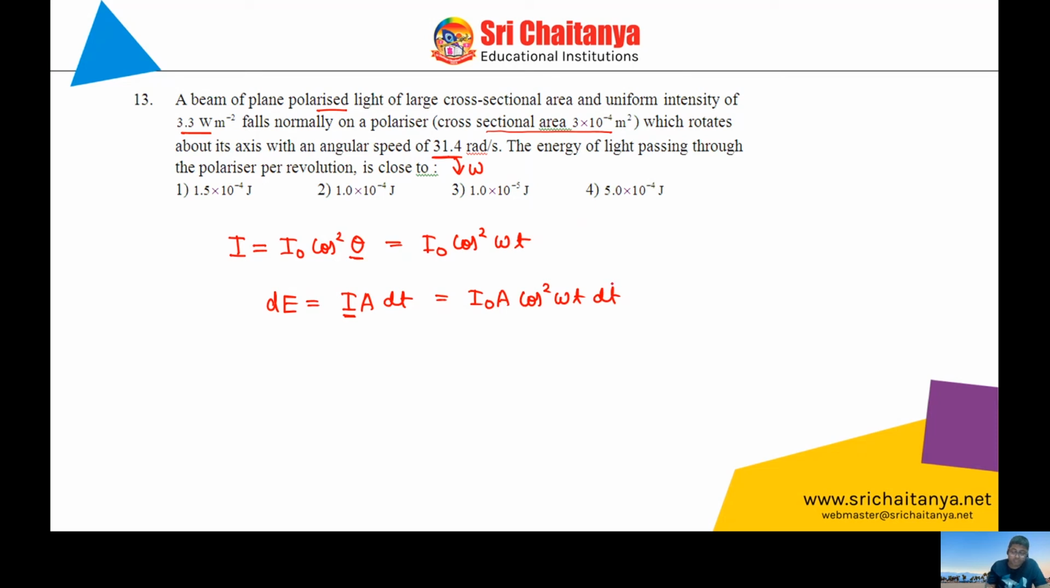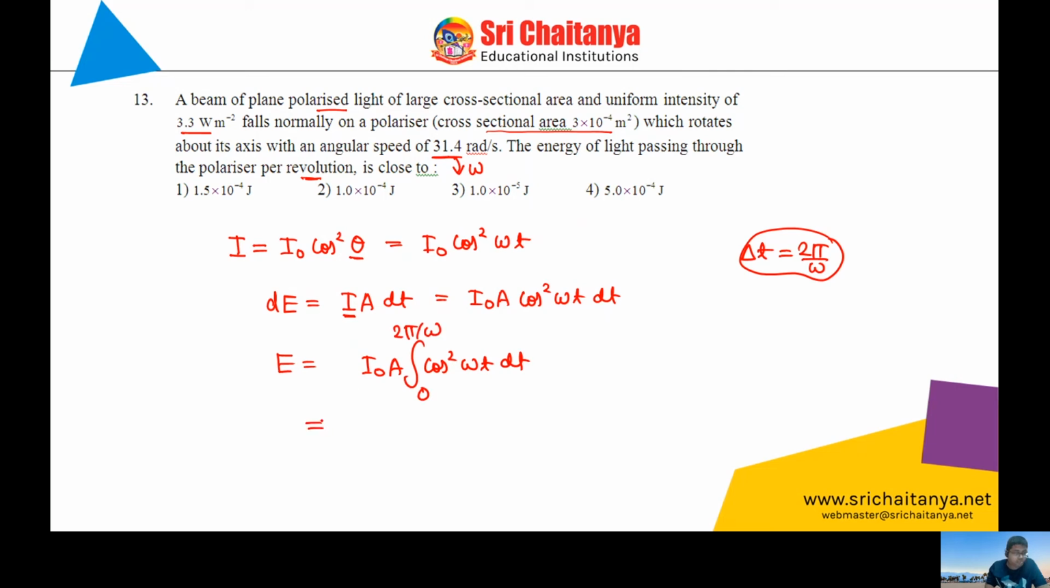Okay, so we need how much energy is passing through the polarizer per revolution. Like in one cycle, basically, the time which we are looking for is 2 pi by omega. That is the time of a cycle or one revolution. So we need to find out the total energy that has been passed, so we need to integrate this from 0 to 2 pi by omega. So that will be I naught into A into cos square omega t dt, and you can integrate it from 0 to 2 pi by omega.